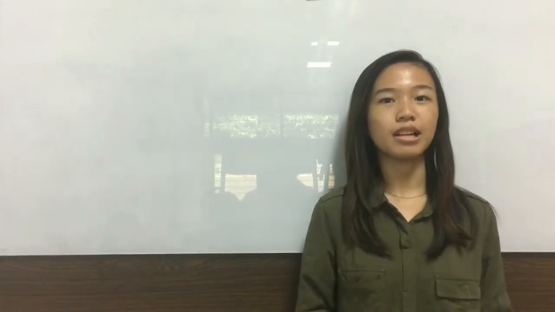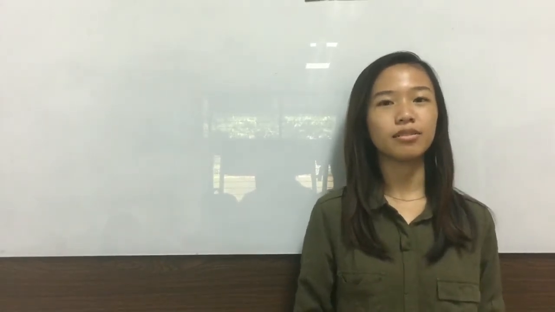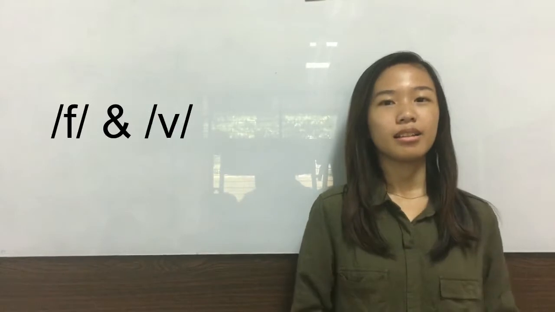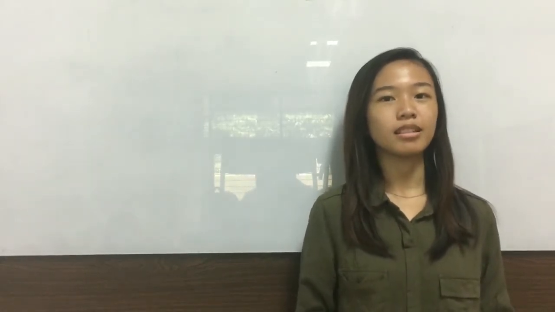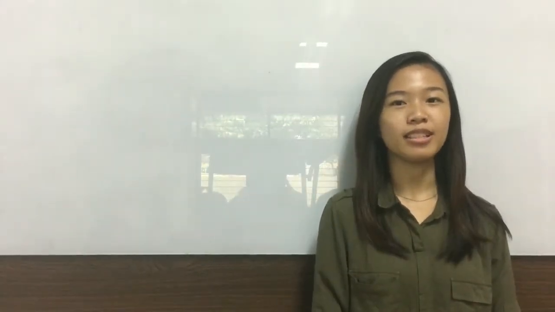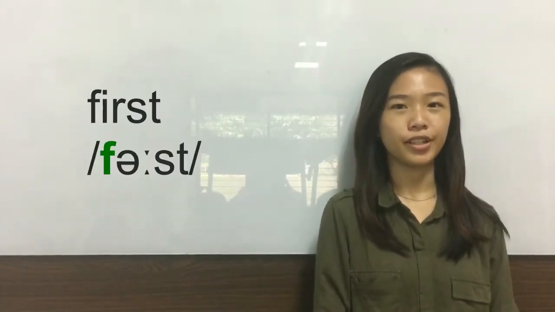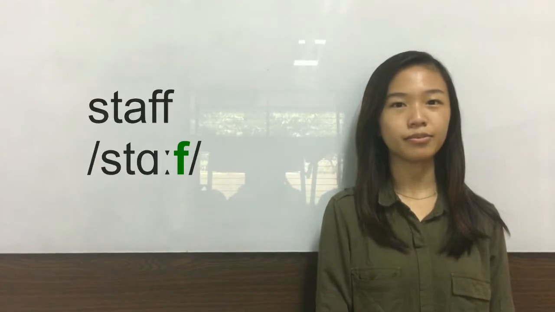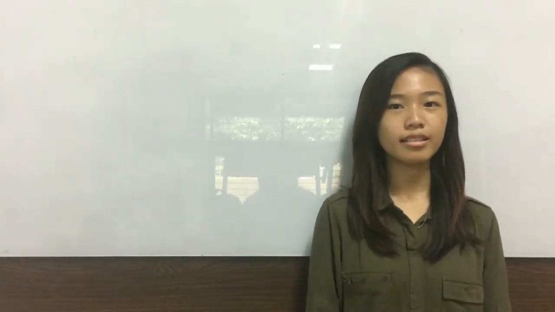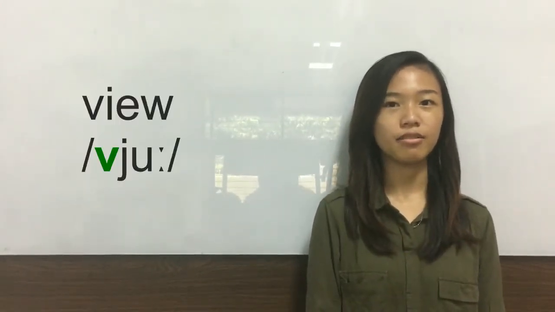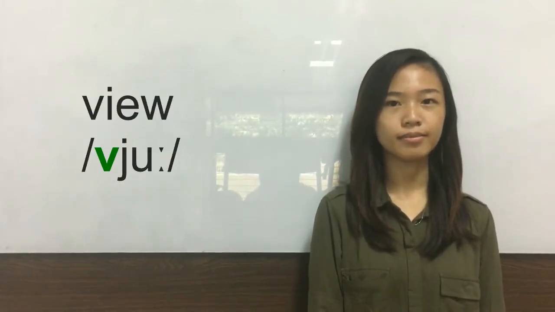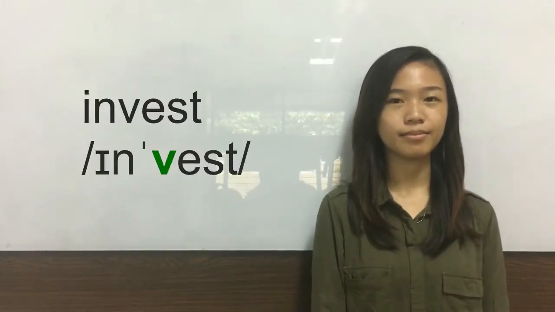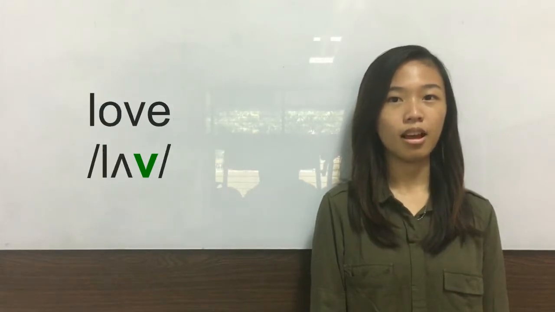The first set of sounds in fricatives consists of f and v. You can feel your lower lip is in contact with your upper teeth as you make these sounds. The first sound is f, as in first, fifty, staff. The next sound is v, as in view, invest, love.